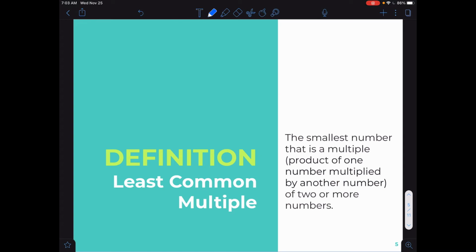So the least common multiple: because multiples go on forever to infinity, instead of finding the greatest multiple, because that doesn't exist, we find the least common multiple. It's the smallest number that's a multiple of 2 or more numbers.